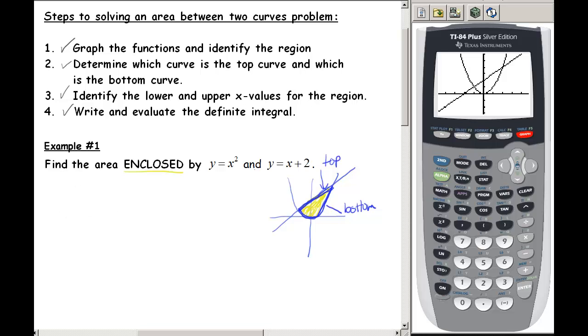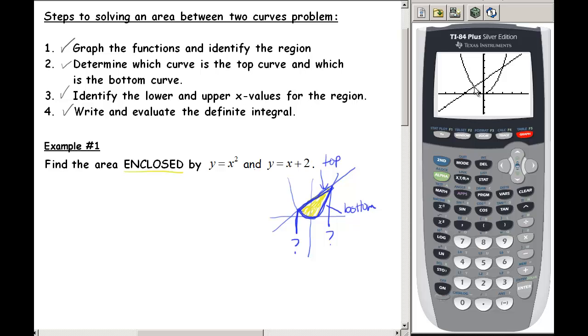So now we're ready to start building that definite integral and to figure out what our lower and upper limits are. So we need to figure out what is the value here and what is the value here. I need to figure out what x values our region goes between. So I've got my y values, my top and my bottom, and these are my x values, my left and my right side. So I can use my calculator to do that, or I could solve it algebraically. Let's go ahead and try using our calculator.